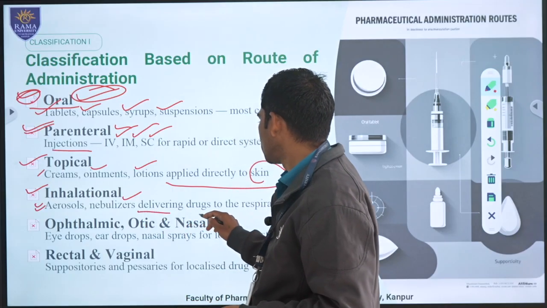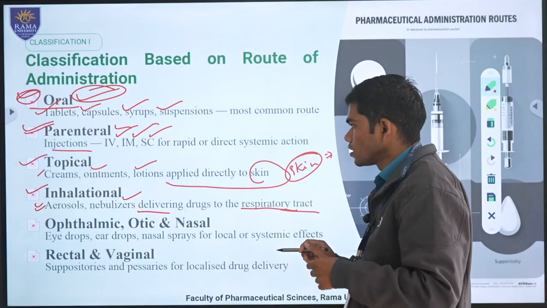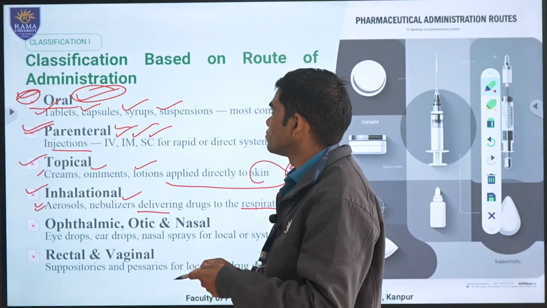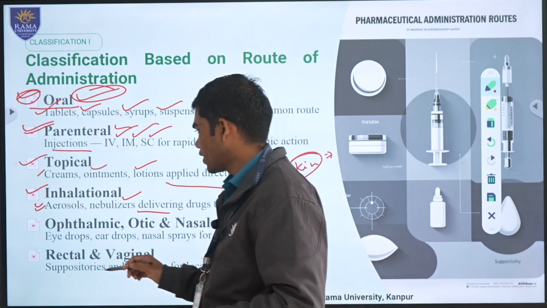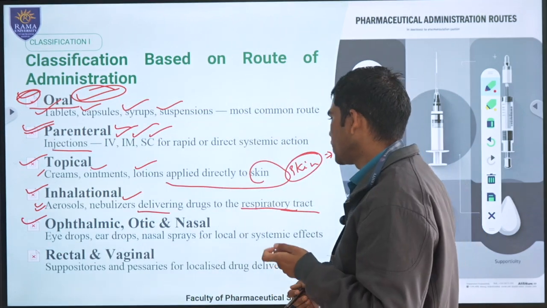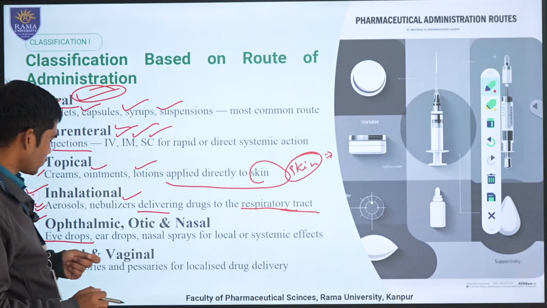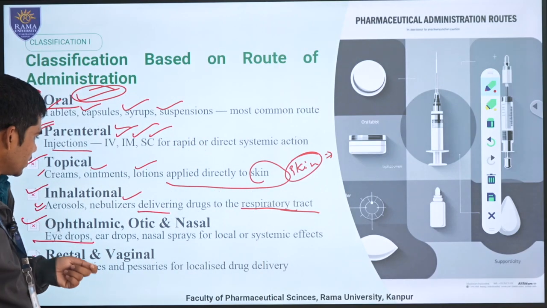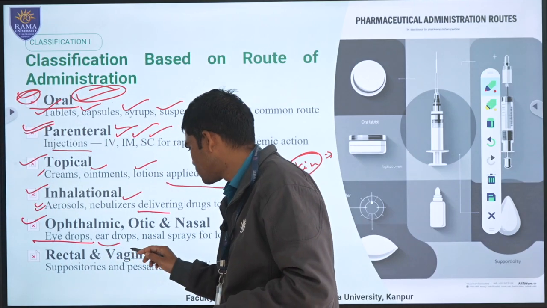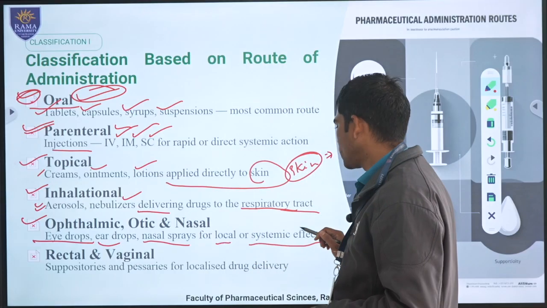These are delivered drug to the respiratory tract. Okay, so this is another dosage form which comes under the classification of route of administration. Next is ophthalmic, otic and nasal drug delivery systems. What are the examples for the ophthalmic drug delivery system? Like eye drops, ear drops, nasal spray for local or systemic effect.